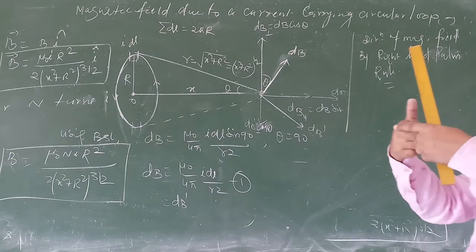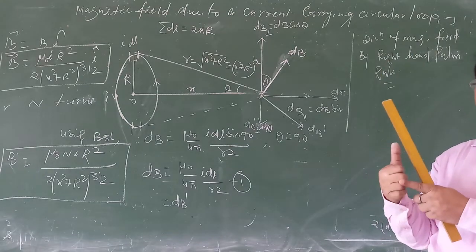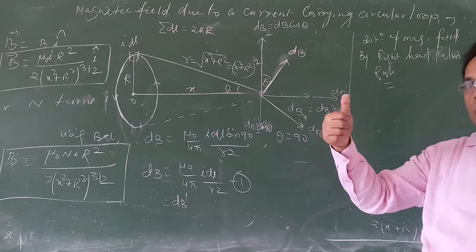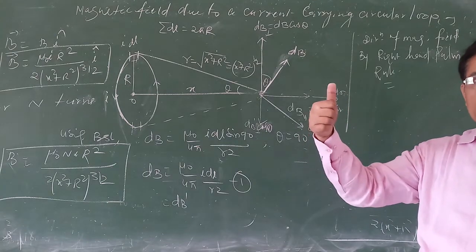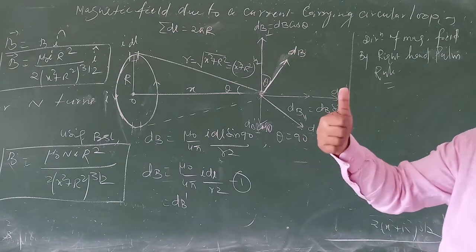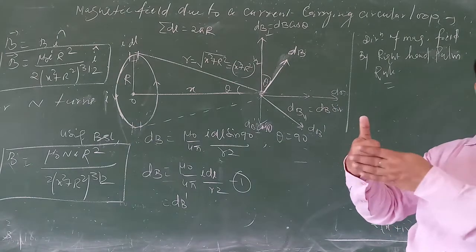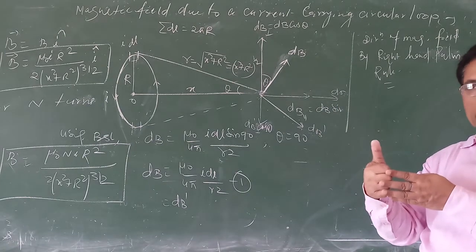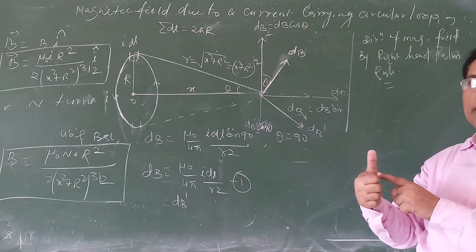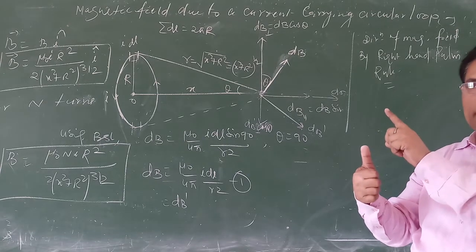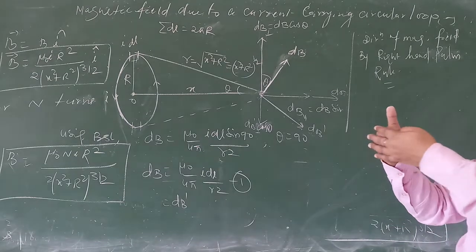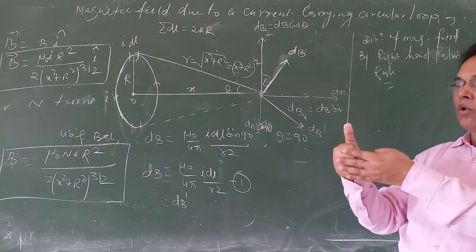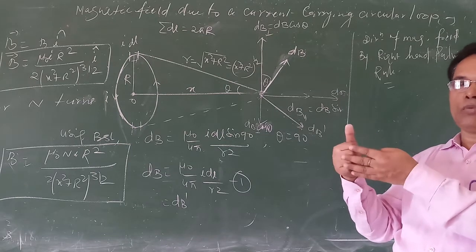indicates the direction of current flowing through the loop. If you place the right hand in such a way, the curved finger indicates the direction of current flowing through the circular loop, then the magnetic field will be directed vertically upward. When the current is flowing in which direction? Anti-clockwise direction.